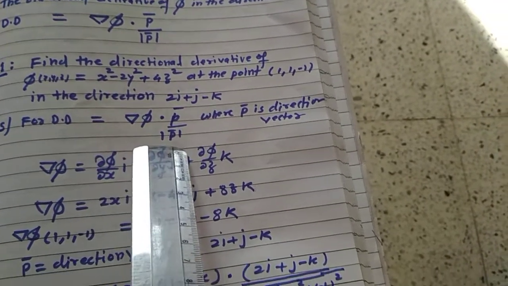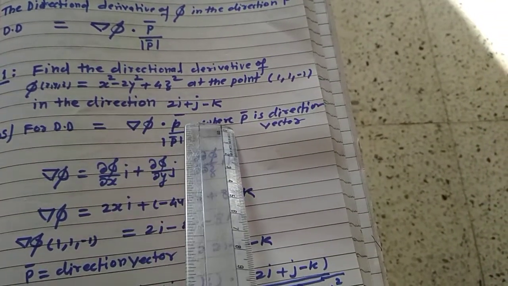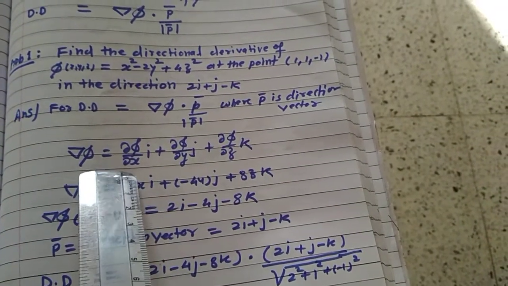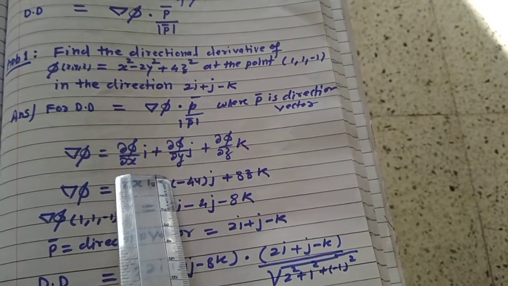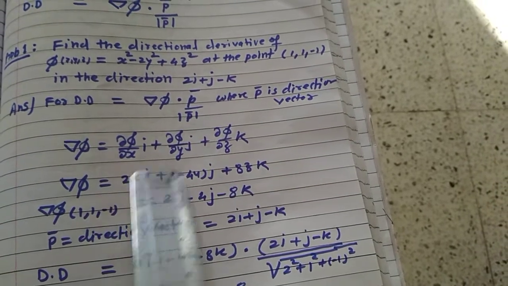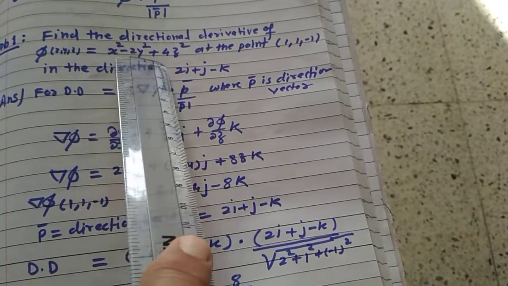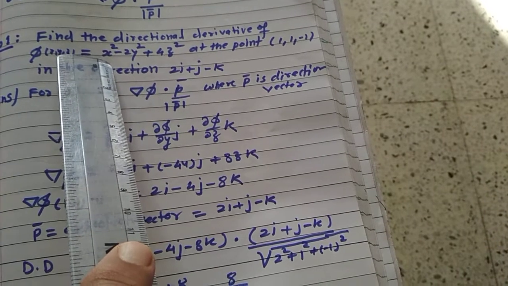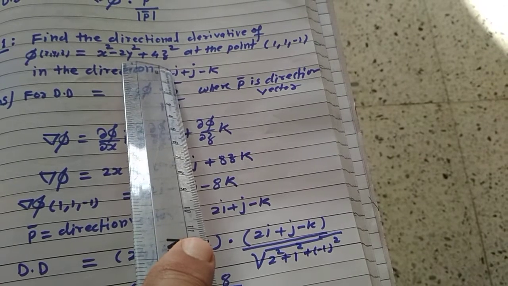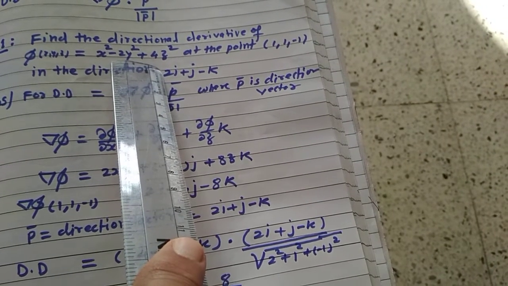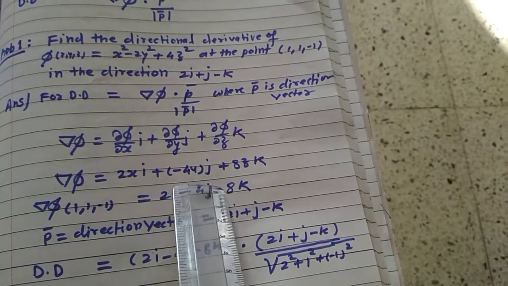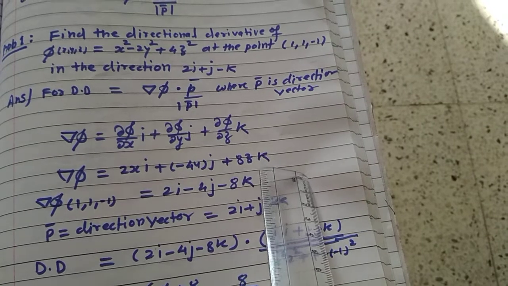So I use the same formula, del phi dot vector p upon magnitude of p, where p is the direction vector. I want to find del phi, so I always write this definition first: del phi by del x i plus del phi by del y j plus del phi by del z k. Now when I differentiate phi with respect to x partially, my answer is 2x. With respect to y, my answer is minus 4y, and with respect to z, my answer is 8z. So my del phi answer is 2x i minus 4y j plus 8z k.